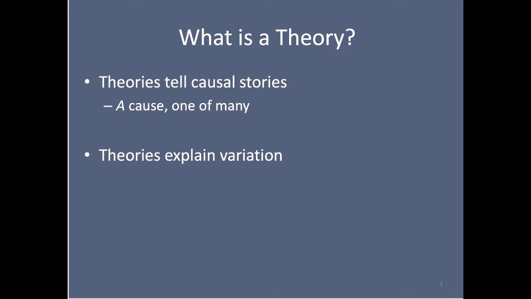And theories need to explain variation. Like, why did crime go down and down and down for decades? Why has it just recently, at least violent crime, rather murder, has gone up? The other ones haven't gone up. Why? So a theory should be able to explain variation.